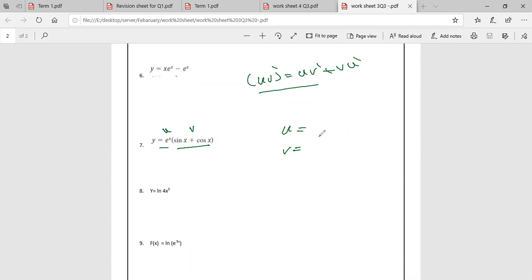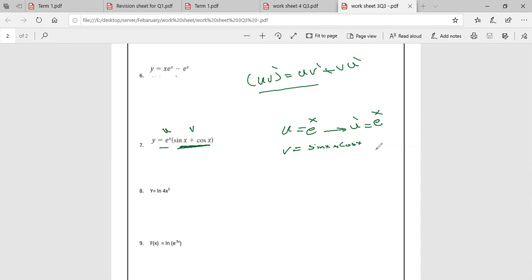Okay. Here U is what? As Aya told me, e to power x. What is the derivative of this one, Aya? e to the power of x. Yes, U prime will be e to power x. V, what is V? It's sine x plus cos x, the function that is between the two brackets.